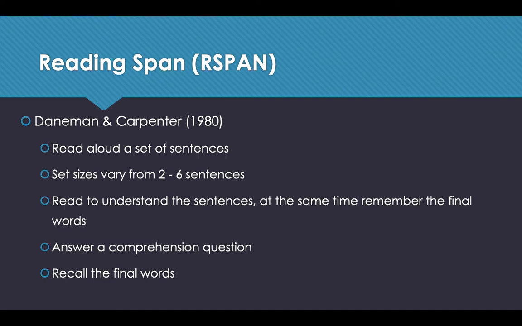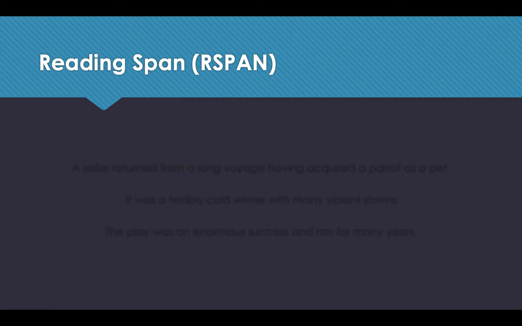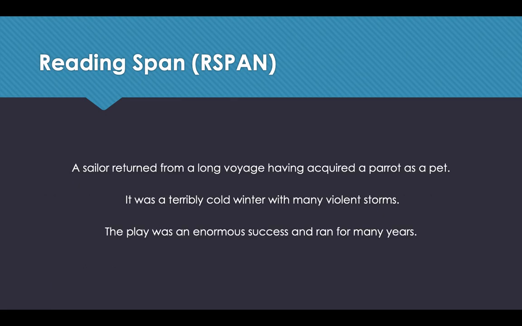So the first type is a reading span, or R-span, test. Daneman and Carpenter had participants read aloud a set of sentences, and a set typically varied from 2 to 6 sentences. They then asked the participants to read to understand the sentences and at the same time remember the final words in each sentence. They were then asked a comprehension question and asked to recall the final words of each sentence set. So we're going to take a look at this and test your R-span. Read the following sentences and try to remember the last word of each sentence.